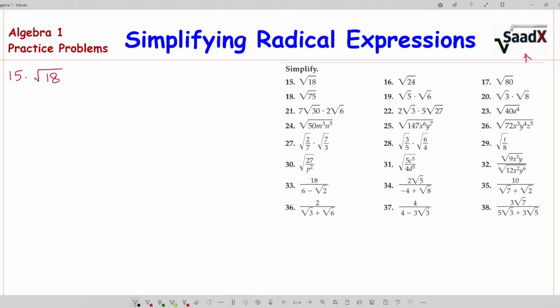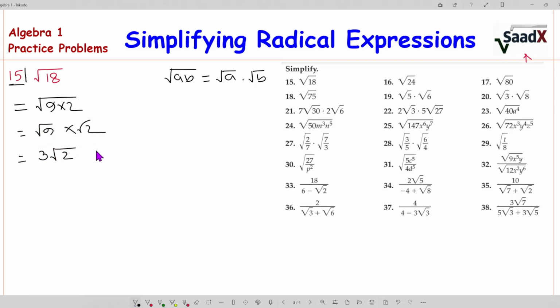Simplifying the square root, we are starting a new video of Sad X. We are starting number 15, root 18. So this square root, we know a product like root AB, we can write root A times root B. Similarly, this is 18, this one we can write 9 times 2, so root 9 times root 2, that means root 9 means 3 and here is root 2. This is our answer.